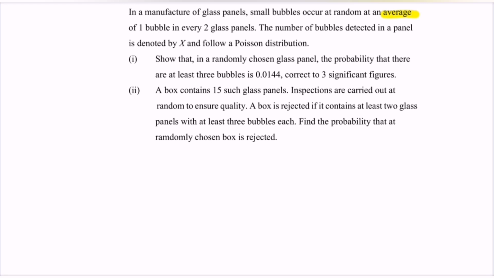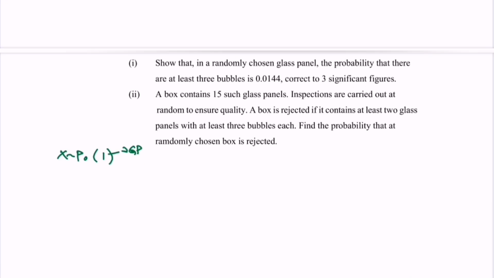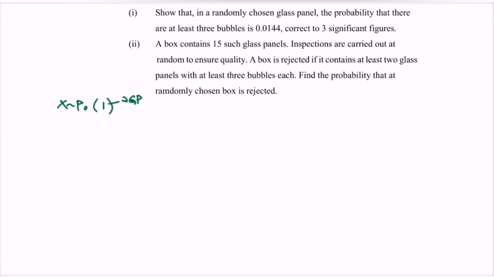So in here we have the title, X is Poisson distributed. Here we have one bubble every two glass panels. The number of bubbles detected in a panel is denoted by X and follows a Poisson distribution. For question number 1, they mention a chosen glass panel, which means that we only have one glass panel. So in the title above, given two glass panels, we rewrite the title where we have 0.5 for one glass panel, which means divide by 2.